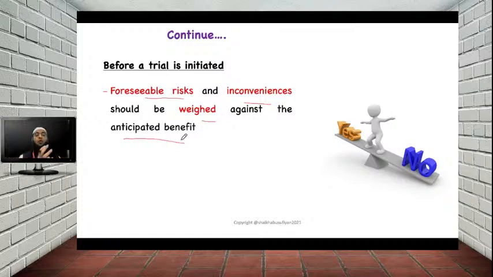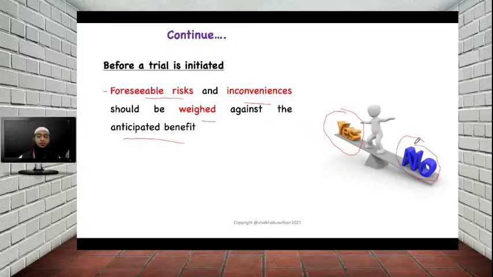Okay, so it has not happened yet, but they are saying that it could happen, because the drug has the same chemical structure or the same nature as a drug which has already been reported with some adverse drug reaction. So they are forecasting that risk in the future, and they are forecasting some inconvenience to the patient. So looking at these risks and inconveniences, they can weigh them against the anticipated benefit, and based on that they can take the decision whether to allow the trial or not.